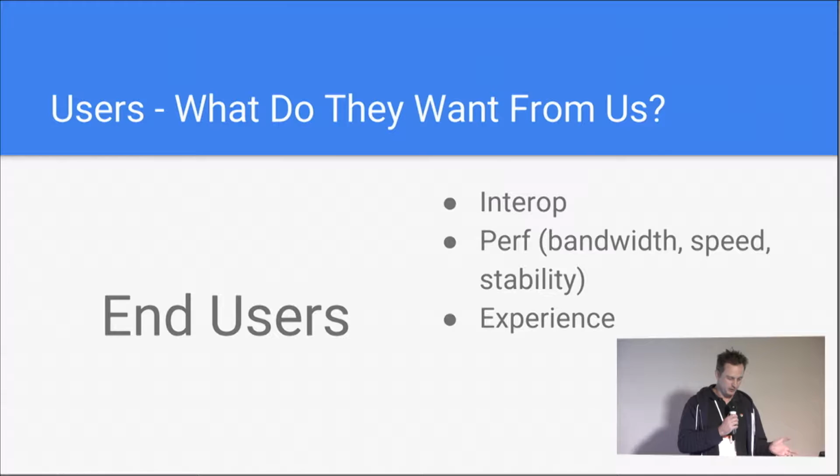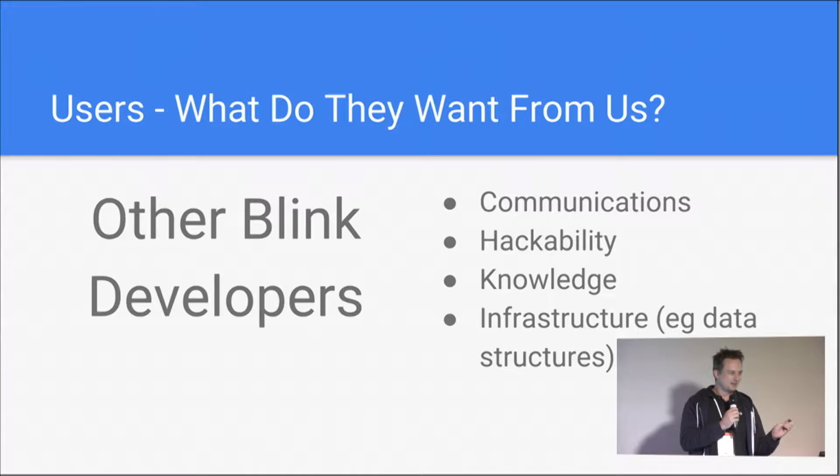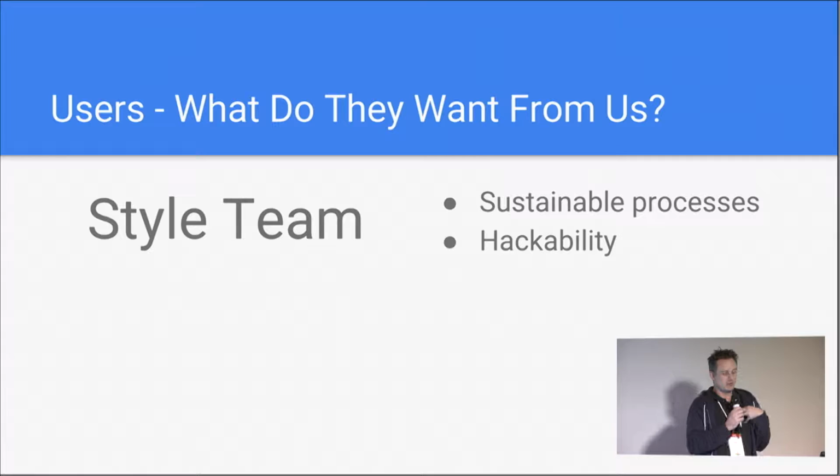Third parties and ad networks, we need to communicate with them to tell them what we're doing. Other Blink developers, that's you guys. They want communications, they want hackability, they want knowledge about the system, and they also want infrastructure. And by that I mean internal infrastructure in the code, like the data structures that we use. Other vendors in the W3C, feedback, participation, and direction. And what do we want from ourselves? We want sustainable processes and also hackability of the style code itself.